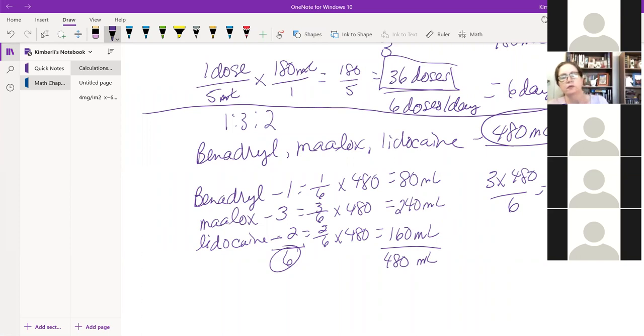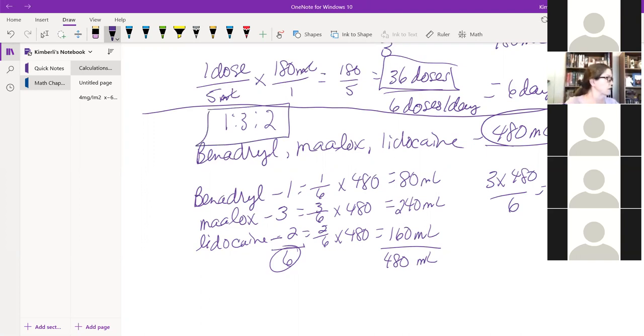And so basically what we're saying is one shot is how many mLs in this particular case? One part is how many mLs? Look at your Benadryl. How many milliliters is one part or one shot? Like when we're saying how big is the shot? In this case, because it's not alcohol, we want to know how large one part is. 80 mLs. So we have three times that of Maalox and two times that of lidocaine, right? Yes. Okay, so that's what this ratio means.